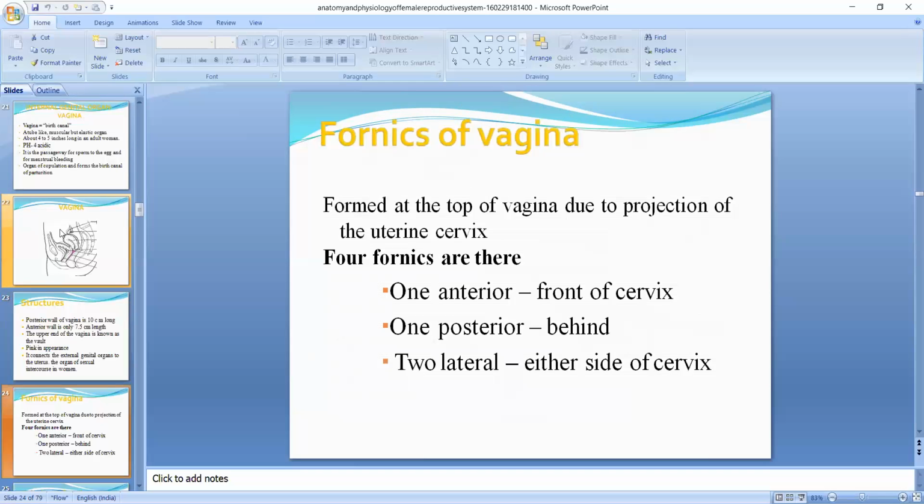Fornix of the vagina. Some part of the uterus, called the cervix, is hanging in the vagina. So at the very uppermost portion of the vagina there are some spaces we call the fornix, and this space is situated anterior, posterior, and on both lateral sides. So we can say anterior fornix, posterior fornix, and lateral fornix. The posterior fornix is very deep.